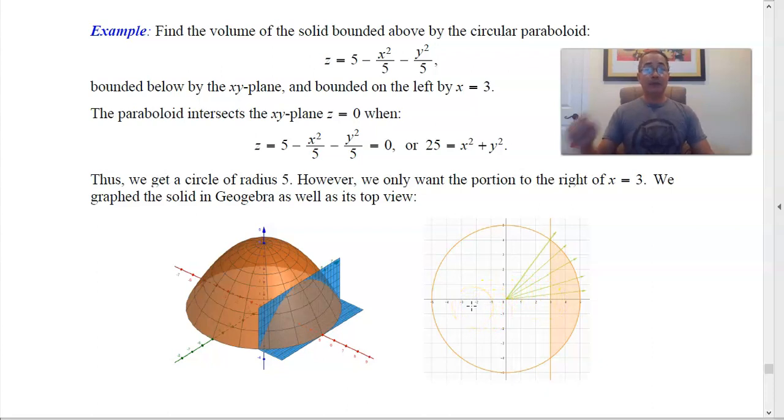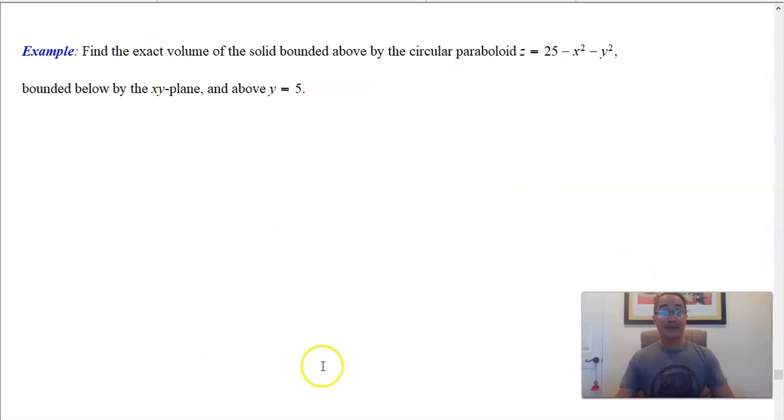Okay, so what we're going to do is stick to our last example, but instead of slicing it with x equals 3, we're going to slice it with y equals 4. So you can probably anticipate already what's going to happen in that case. All right, there we go. Just a little bit of cut and paste. So same beginning, bounded below by the xy plane, but we want to be above y equals 4.